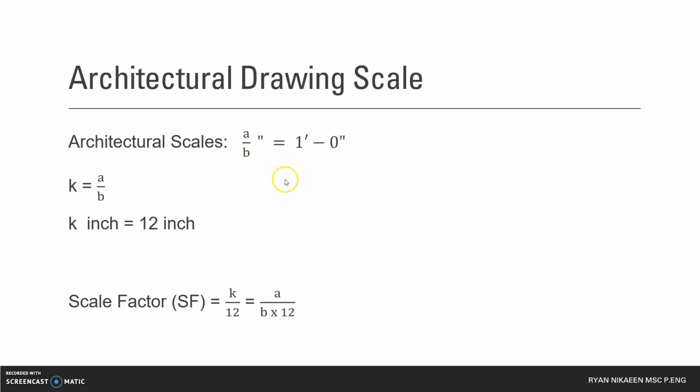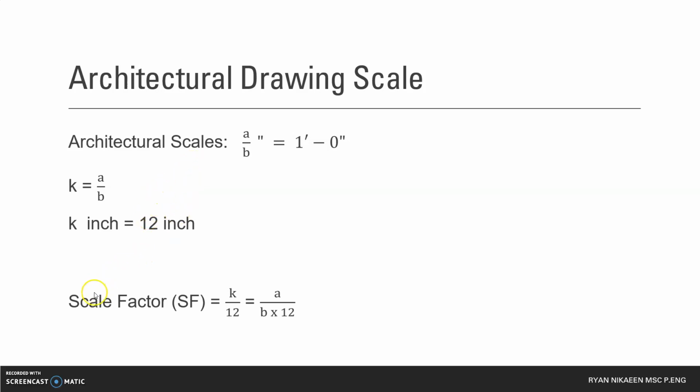This is the way that we're showing it. I want to call this fractional number K. So A over B, I want to call it K. So it means that every K inches is equal to 1 foot, and 1 foot is 12 inches.